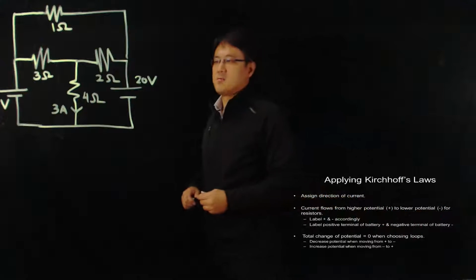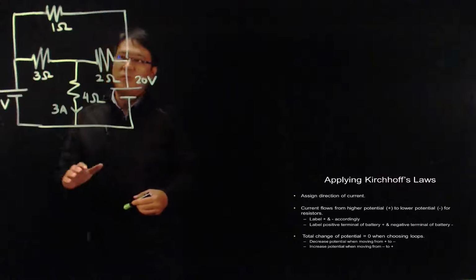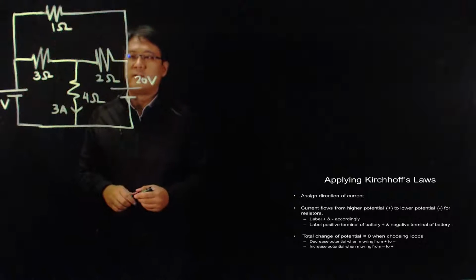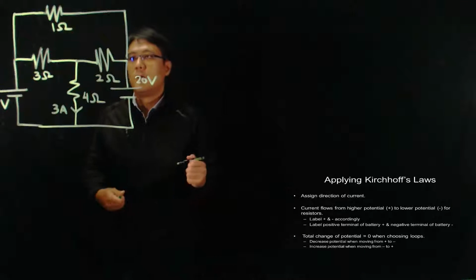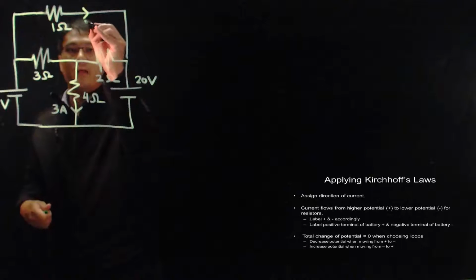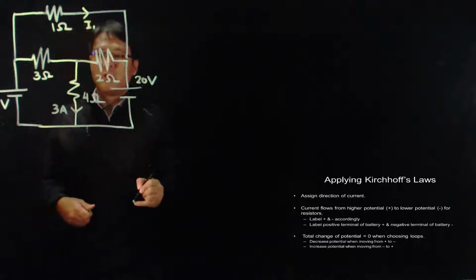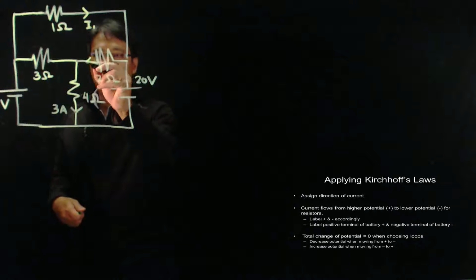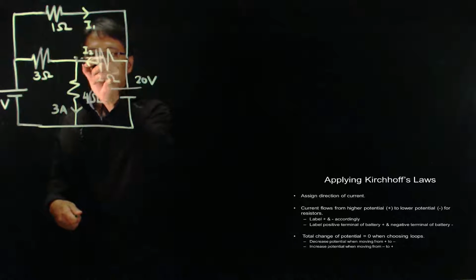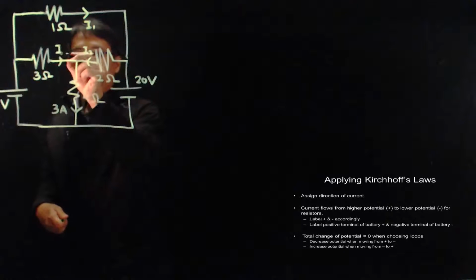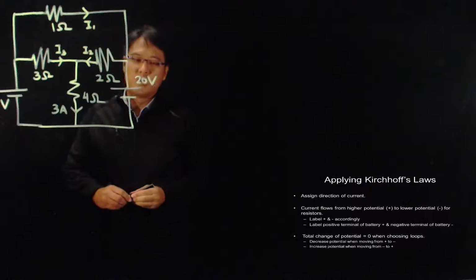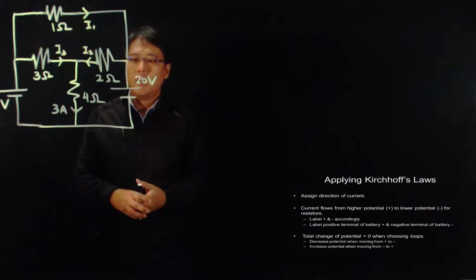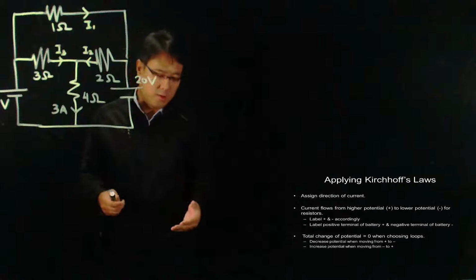All right, let's apply Kirchhoff's laws to this circuit to solve for the current passing through the various resistors. The first step is to assign the direction of current. Let's choose current I1 to flow in this direction, current I2 to be flowing in this direction, and current I3 to be flowing in this direction. Now the choice of current's direction is completely arbitrary. You're free to choose accordingly.